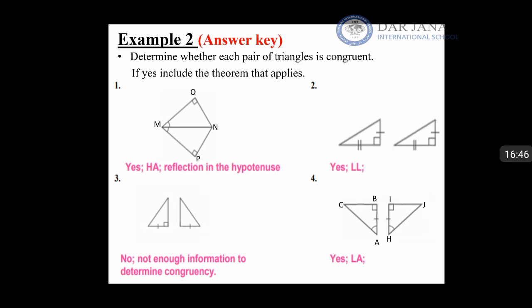Let's look at exercise number 4. Let's check what we have. We have BA is congruent to IH. So the leg in one triangle is congruent to its corresponding leg in the second right triangle, and we have angle A is congruent to angle H. So we have an acute angle of one triangle congruent to its corresponding acute angle of the second right triangle. So those two triangles are congruent using the leg angle congruence theorem, which is the LA.